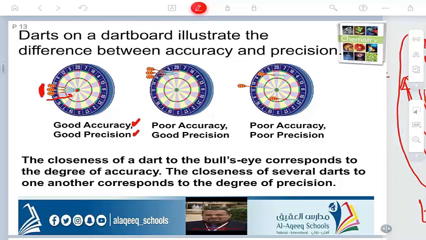But what if they are close to each other, yes, they have good precision, but not close to the true value? So we can say poor accuracy. Good precision, but poor accuracy. But what if they are farther from each other? That means poor precision and also far from the true value, so poor accuracy as well. You got that? So we got the meaning of accuracy and precision.